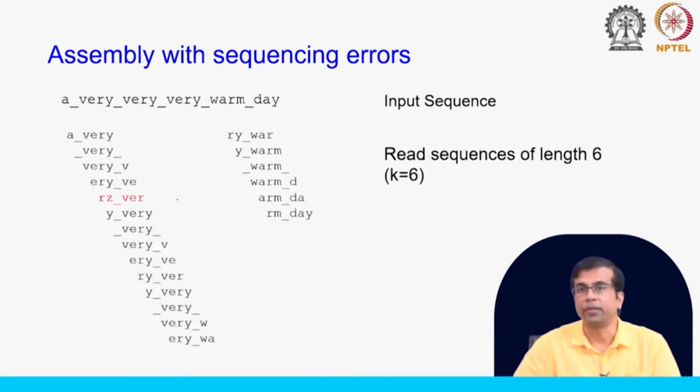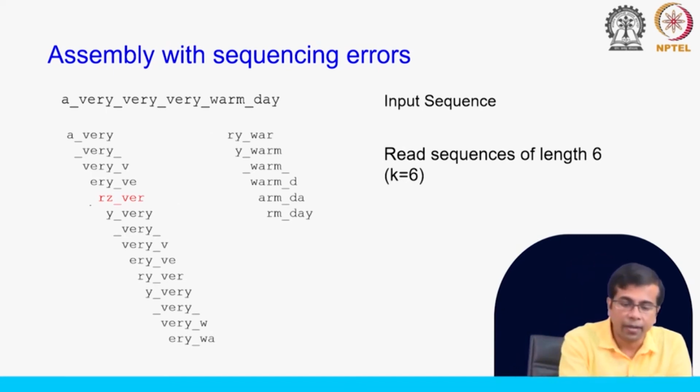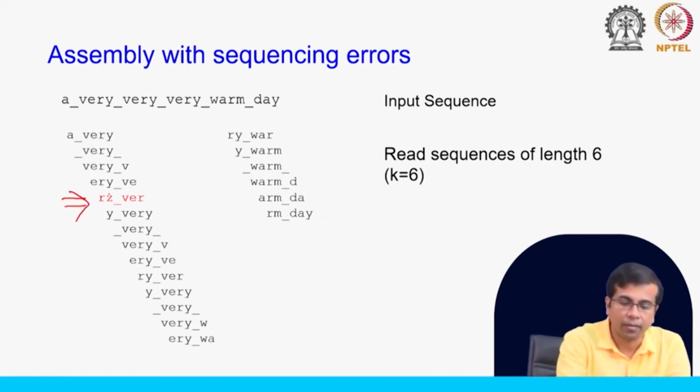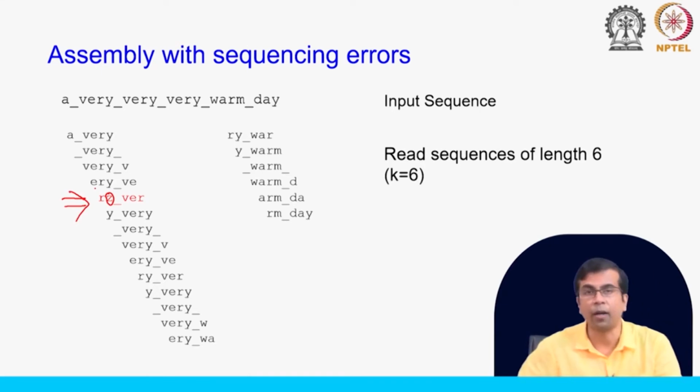So, let us see what happens if we have a sequencing error in one of the reads. For doing that, we have taken the same example with the same reads. For this one read, I have changed the letter. Instead of R y, I have now made it R z. This is a sequencing error. This Z did not exist in the reference sequence, and we have got a different letter here. Let us see how this will impact the de Bruijn graph assembly process.